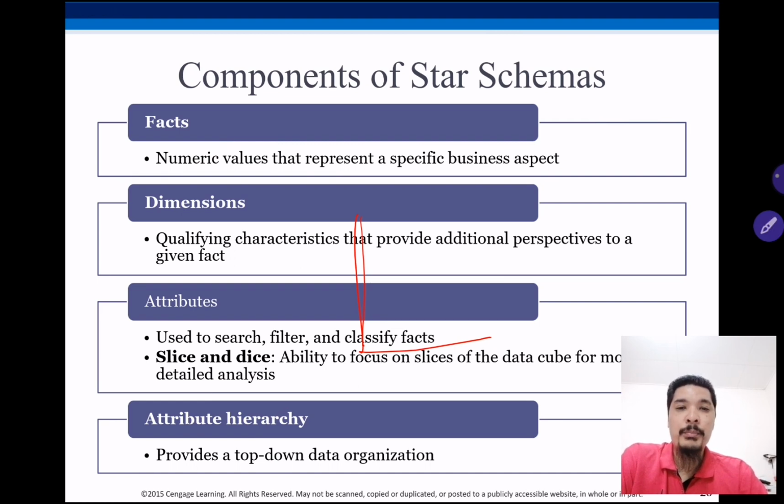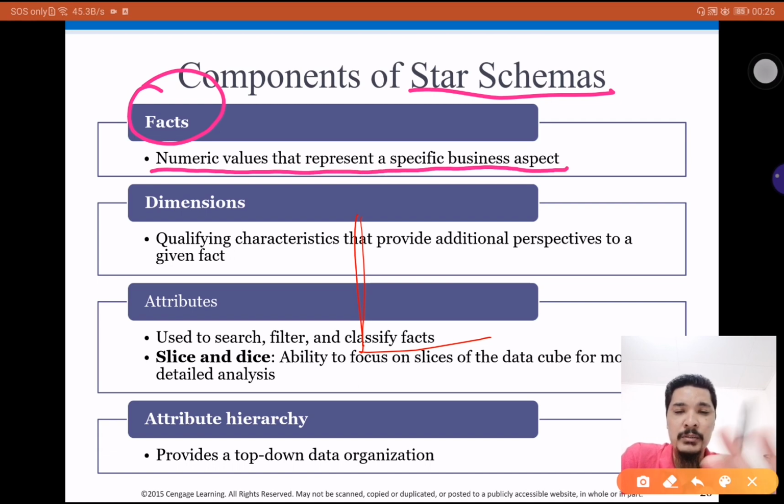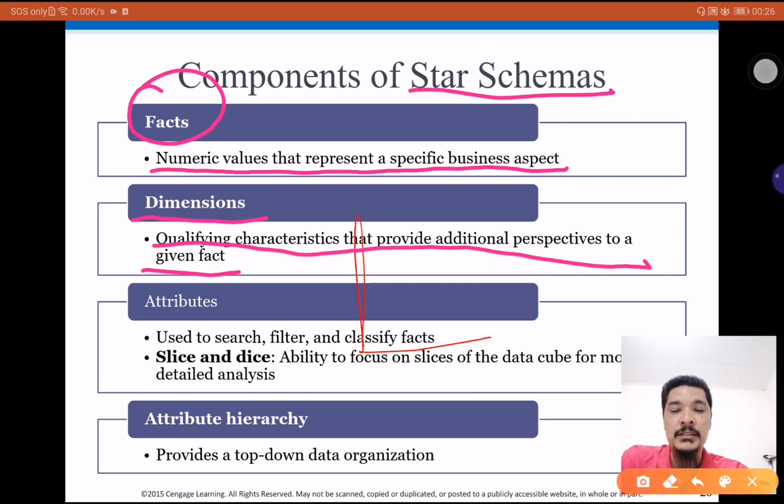Components of the star schema here. Number one, we have facts. Facts are numeric values that represent a specific business aspect. I will talk about it later: what is a fact, what is a dimension, and so on. And then we have dimensions, qualifying characteristics that provide additional perspective to a given fact. We can add something to the facts here.